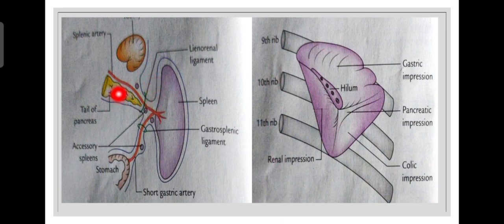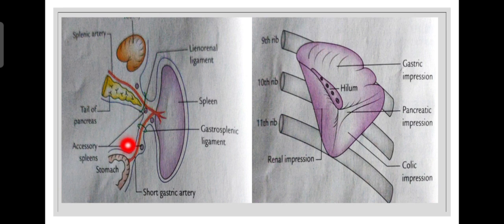Lienorenal ligament, see the name, lienorenal. They have given this name from the name of spleen, that is spleen means lien, to the renal, that is to the kidney. So lienorenal ligament extends from the spleen to the kidney. This lienorenal ligament is very important as the splenic artery enters into the spleen through this ligament, and it also contains the tail of the pancreas.